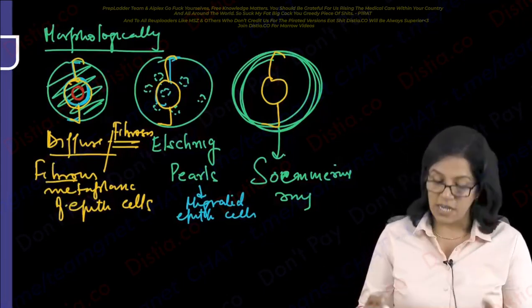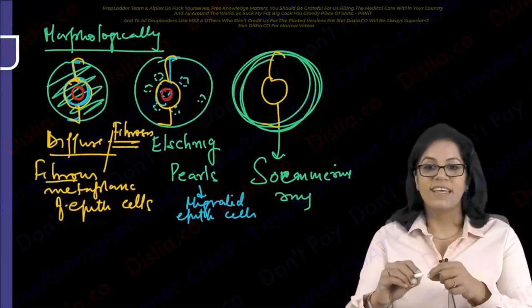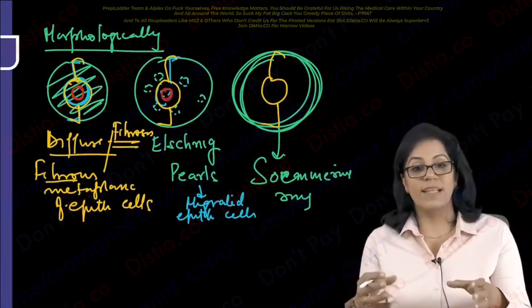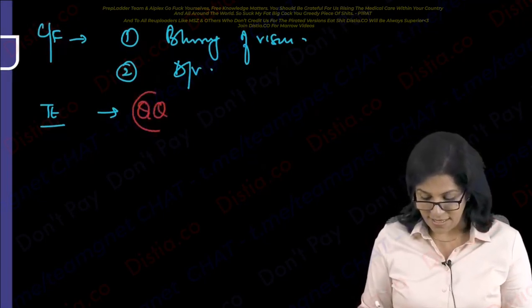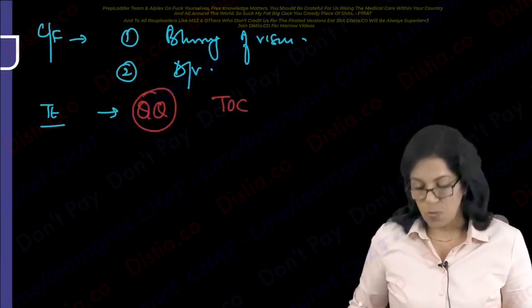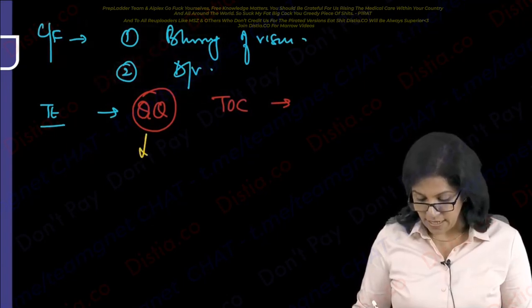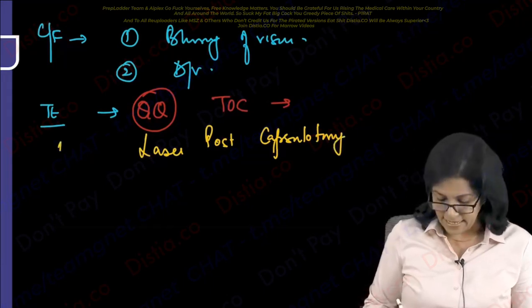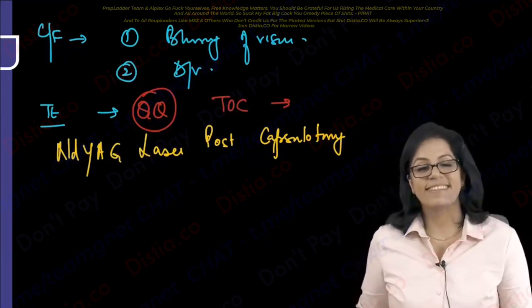Earlier it was done surgically. Again a hassle of giving anesthesia, opening the eye, going behind the lens. We used to just put a nick here and it would open. But now we don't need to do that as well. It's an OPD procedure. So what is the treatment of choice? Exam question. How do you do an OPD procedure? We go through laser. So we are doing laser posterior capsulotomy. This is the treatment of choice. Which laser? Nd:YAG. So it is Nd:YAG laser posterior capsulotomy.